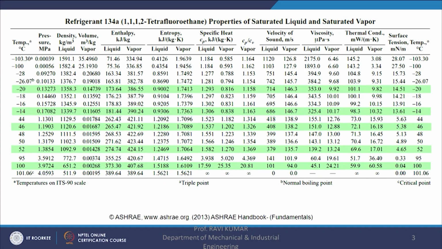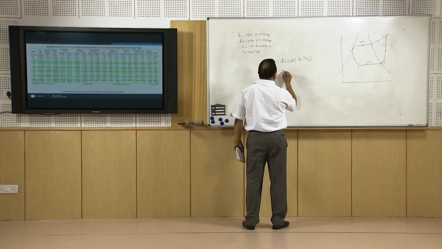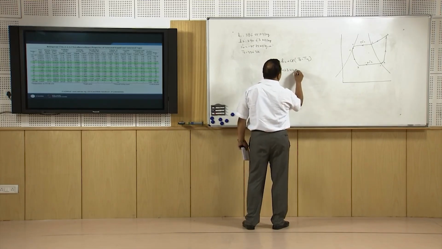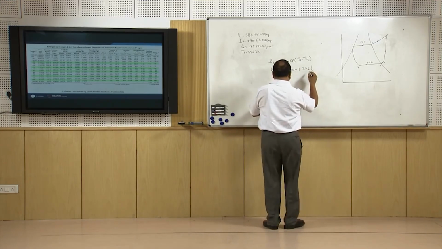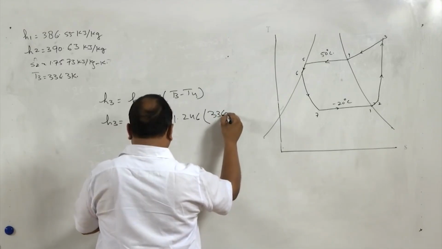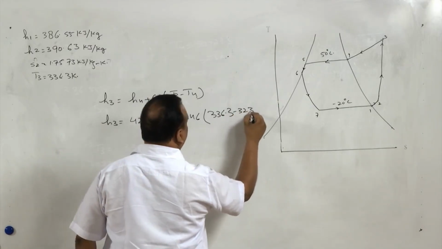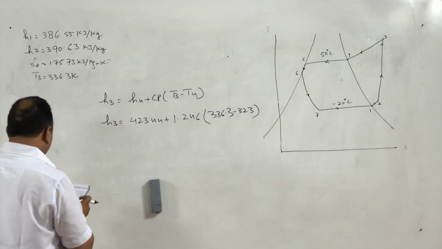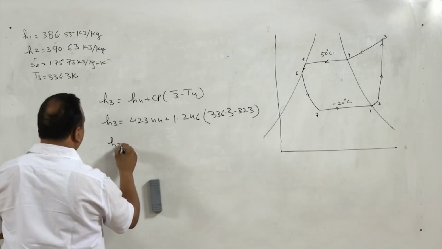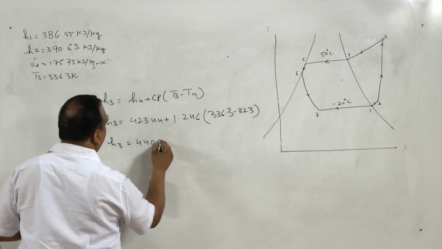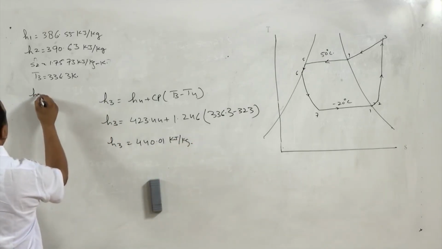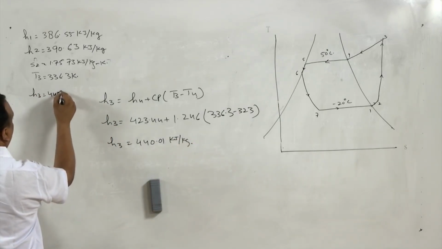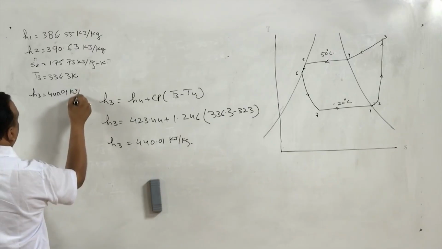Enthalpy at 4 means at 50 degree centigrade temperature, the enthalpy of saturated vapor, that is 423.44, plus Cp 1.246, times T3 minus 323, which is 336.3 minus 323. This will give the enthalpy at 3 as 440.01 kilojoules per kg. So H3 we will note down here: 440.01 kilojoules per kg.